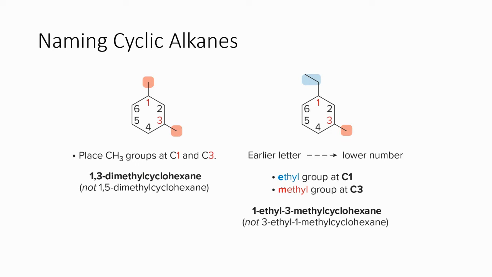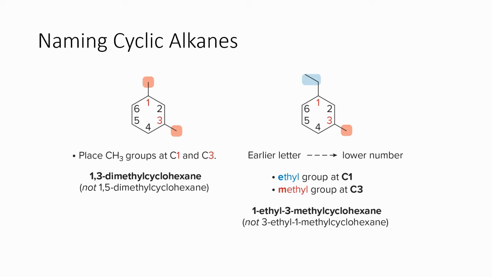So, this is like what you're talking about. If we have two methyls, then we're going to start with one of them, and we're going to count so the next one is smallest. So we go 1, 2, 3. So we have 1,3-dimethylcyclohexane. If we went the other way, 1, 2, 3, 4, this methyl would end up at 5. So that would be wrong. We want to make sure the second group has a smaller number.